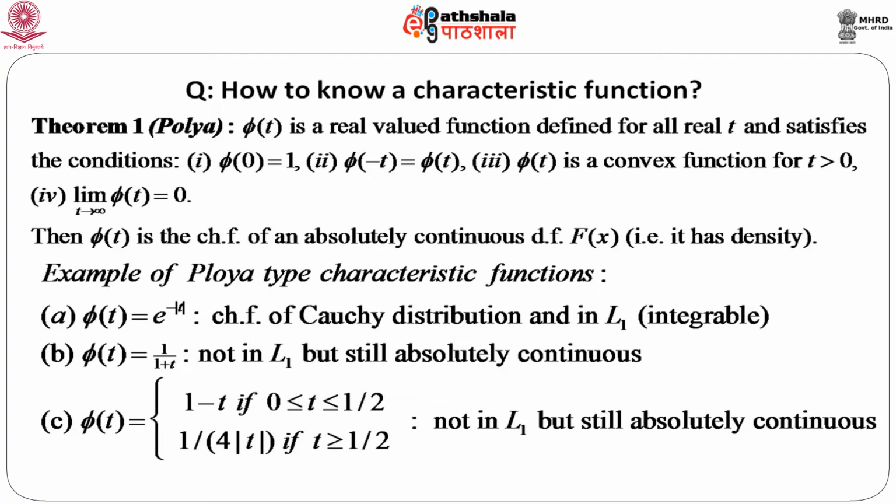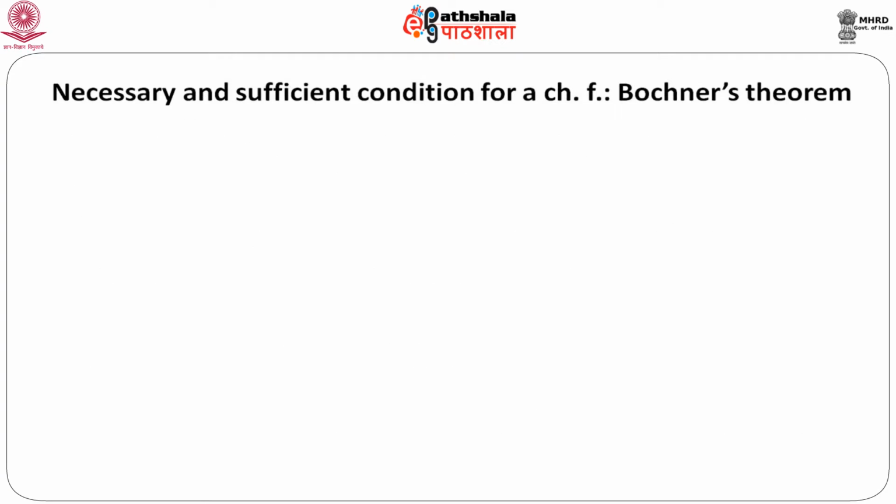That means, given a function, maybe real valued, maybe complex valued, which I denote by phi t, can we propose a couple of conditions which are necessary as well as sufficient? That means, this should be a characteristic function if it satisfies these conditions. To this end, we have a very famous theorem that is called Bochner's theorem. This theorem actually provides a necessary and sufficient condition for a characteristic function.